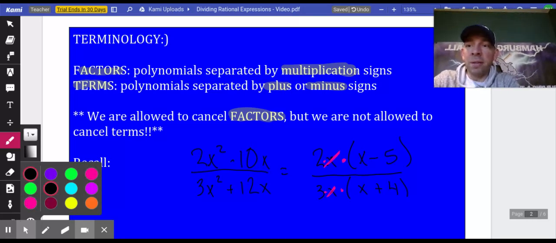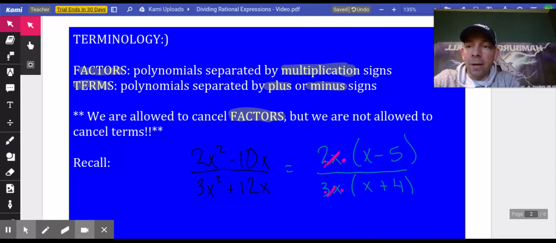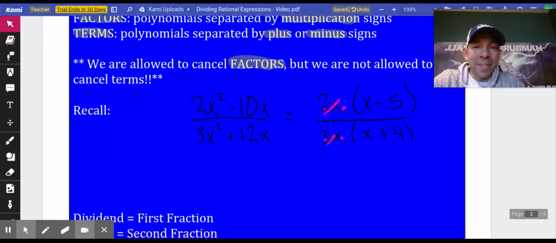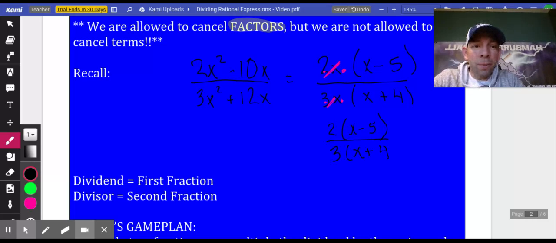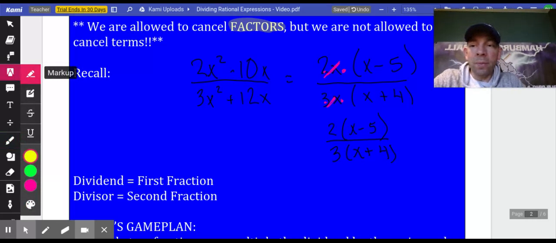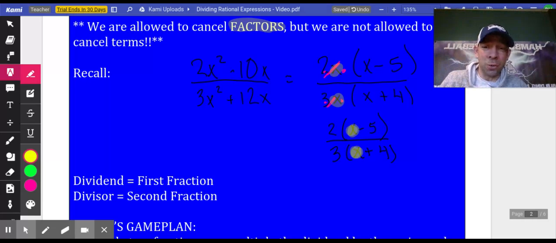So when you're all done with this one, your final answer is going to be 2 times the quantity x minus 5 all over 3 times the quantity x plus 4. And you're wondering, why in the world am I allowed to cancel these x's here, but all of a sudden I'm not allowed to cancel these x's? Well, the simple answer is this x right here is just a single term because it's separated from the 5 with a minus sign. Same thing here. That x is just a term and we're not allowed to cancel terms.